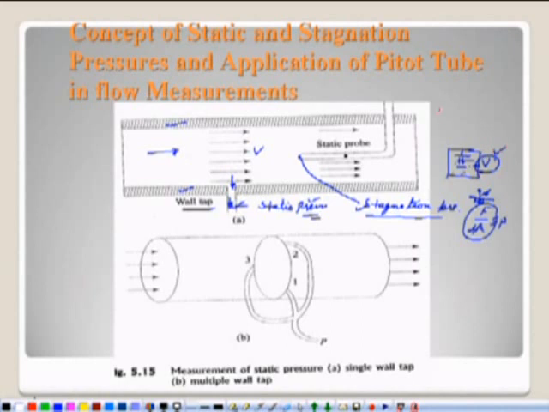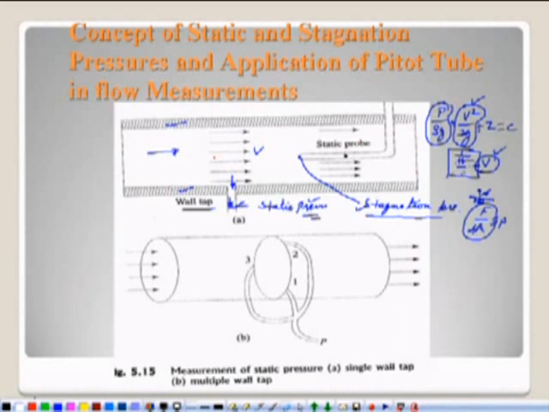We know with the help of the Bernoulli equation that P over rho g plus V square divided by 2g plus z is equal to constant. So if there is no loss, then V square divided by 2g is basically kinetic energy per unit weight or velocity head, and P over rho g is known as pressure energy per unit weight or pressure head. So pressure energy can be converted into kinetic energy. Similarly, kinetic energy can be converted into pressure energy.